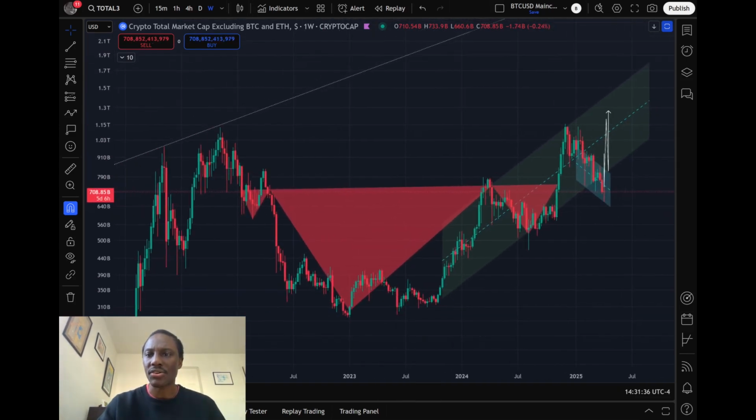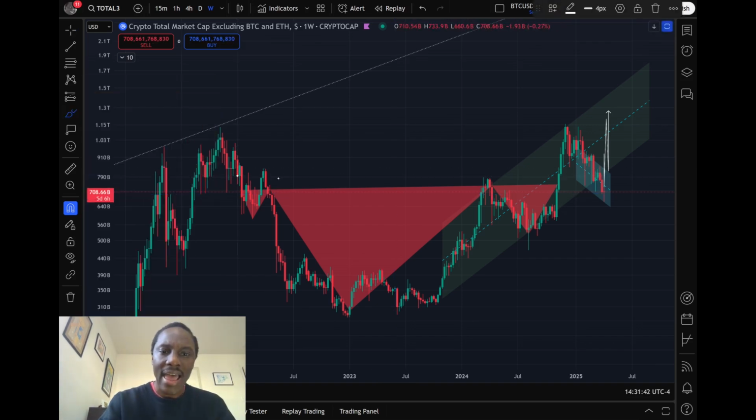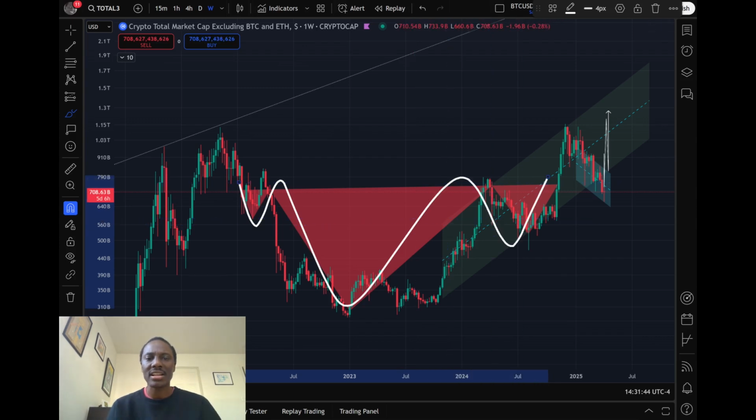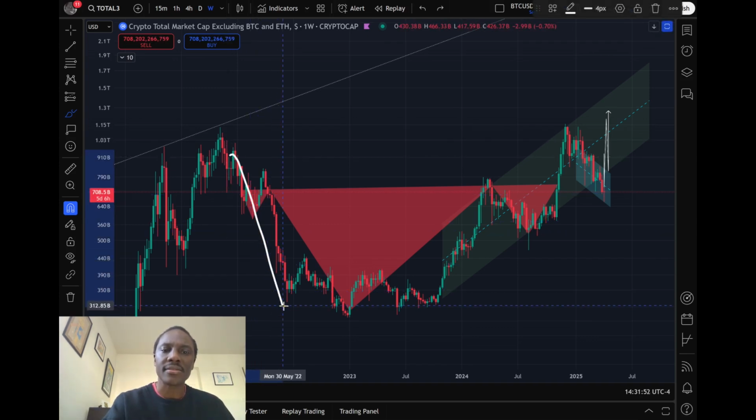What are we looking at here? Well, we're looking at an inverse head and shoulders bullish reversal pattern, as you can see here in red, very clear. And this denotes a strong reversal of trend, okay? And the reversal is the reversal of this trend, right?